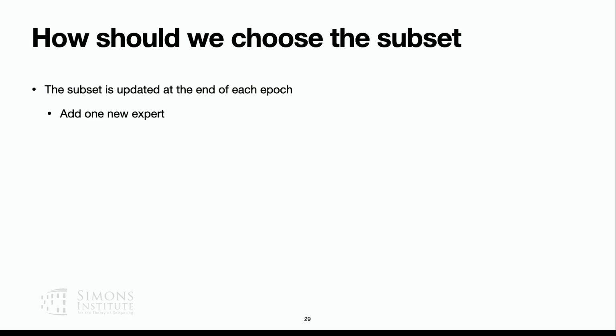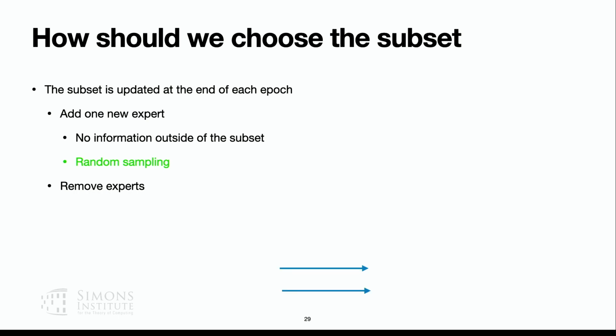So we need to add some new expert. Here in Qt, you have no information outside the subset, so probably the best you can do is just randomly sample a new expert into the subset. But you cannot keep adding experts. You also need to remove some. And the problem is very easy if all these experts join the subset at the same time. For example, if they all join in the second epoch, then at the end of the fourth epoch, what you can do is just keep the best expert, right?